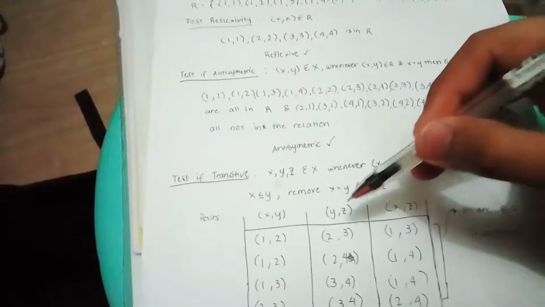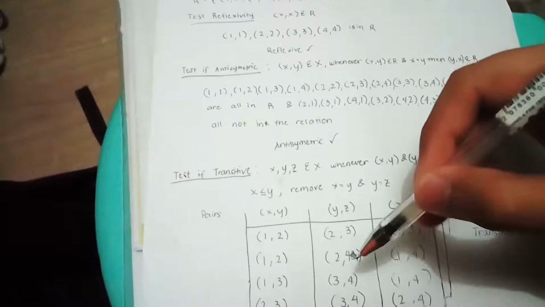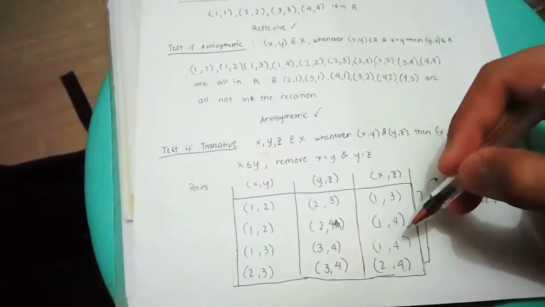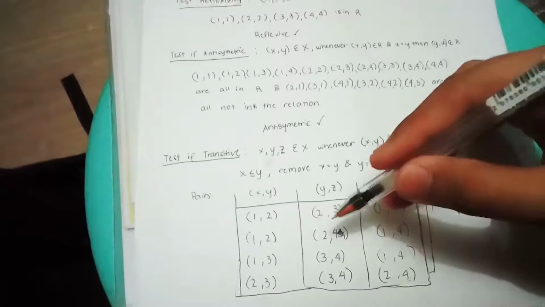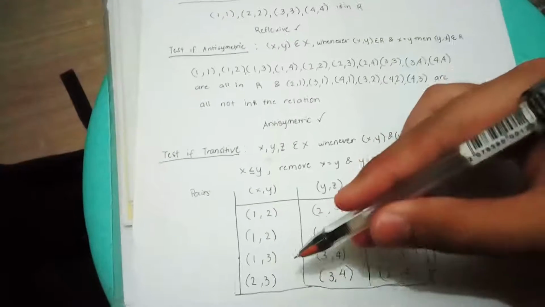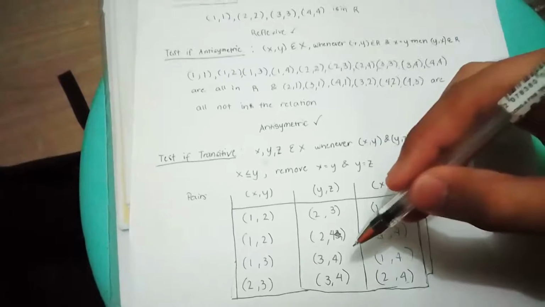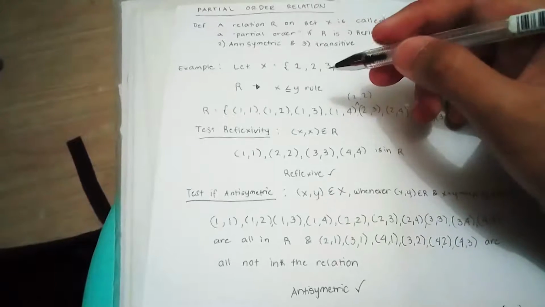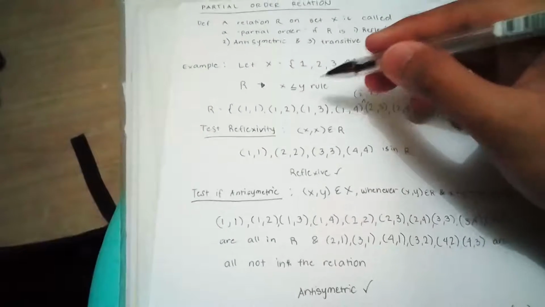Yung y comma z is 3 and 4, kasi 4 yung ginamit na z dito. So para makuha yung x comma z, ginamit lang yung values dito. X dito is 1, yung z dito is 4, kaya 4, 1, 4. Then yung last na possible natin na pwedeng makuha ng ordered pair is x, y, z.